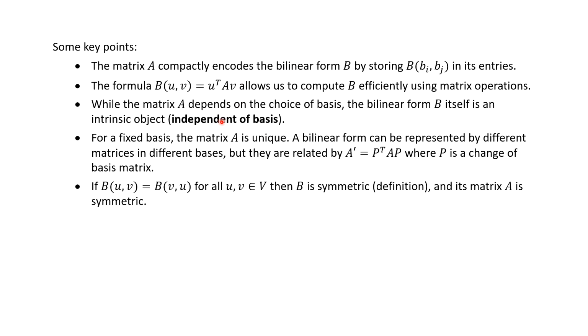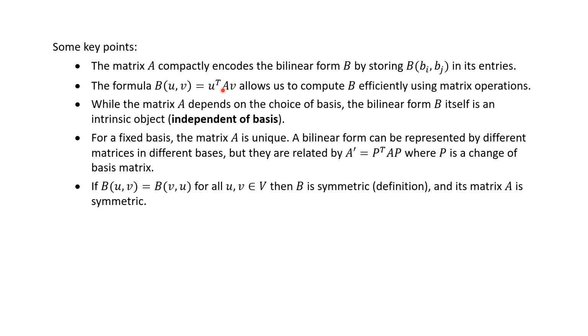We have a few comments related to the theorem on the previous slide. As we saw, the matrix A compactly encodes the bilinear form B by storing B of B sub i, B sub j in its entries, where these B's are the basis for our vector space V. The formula B(u, v) equals u transpose A v allows us to compute B efficiently using matrix operations.